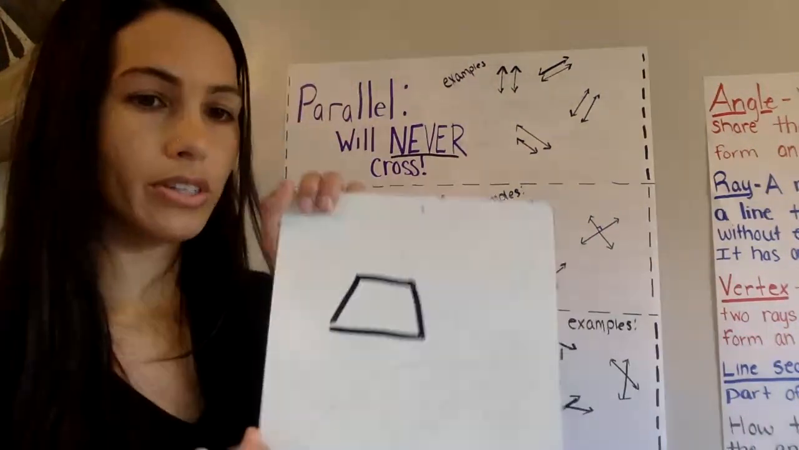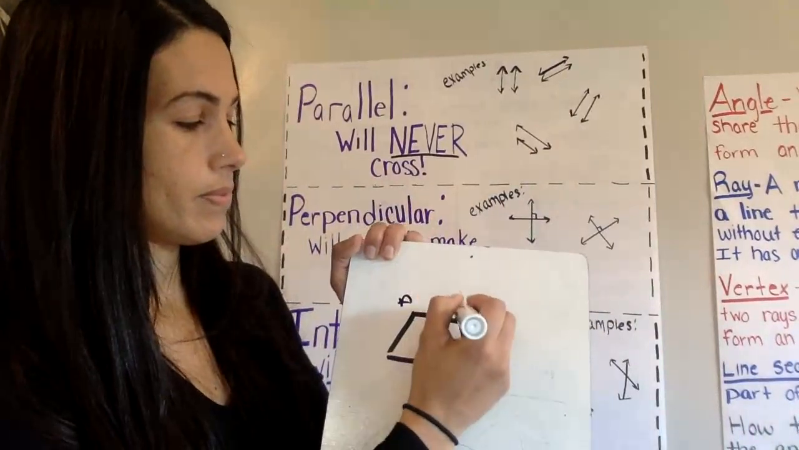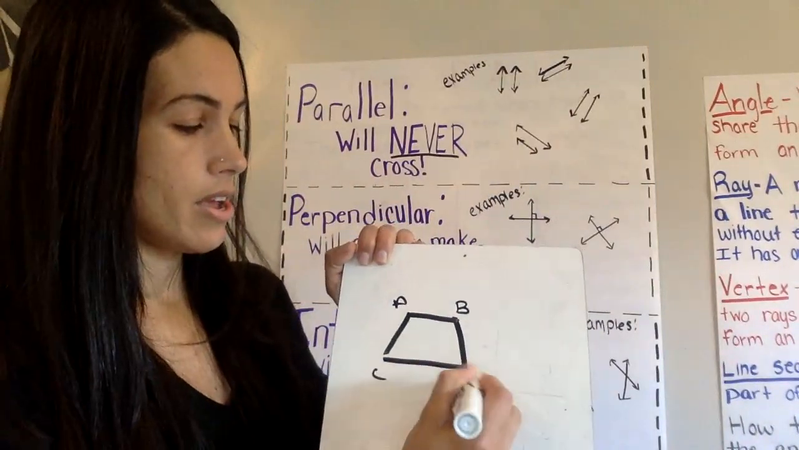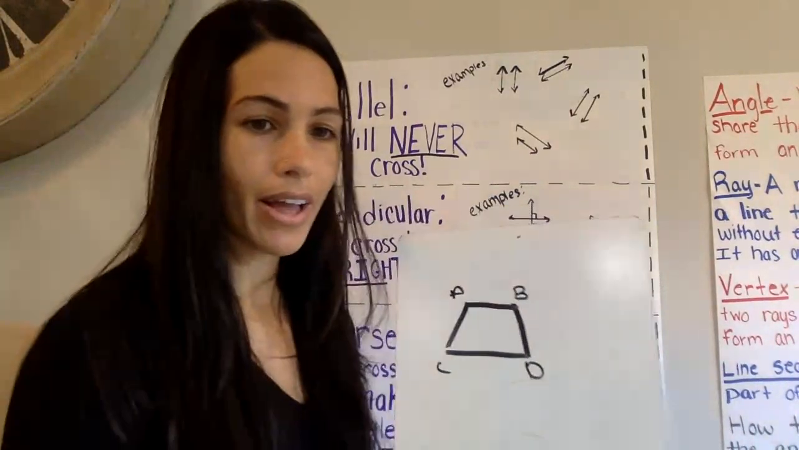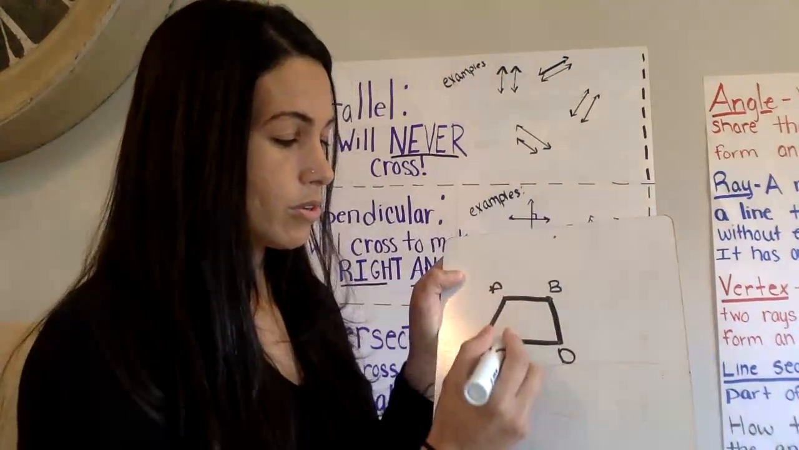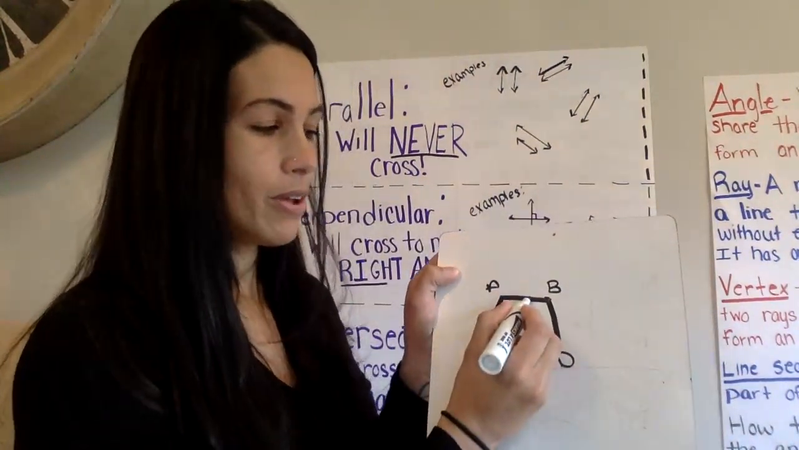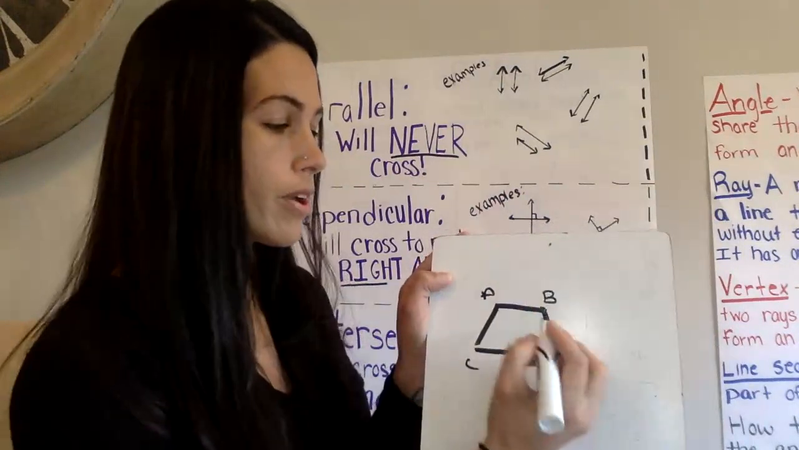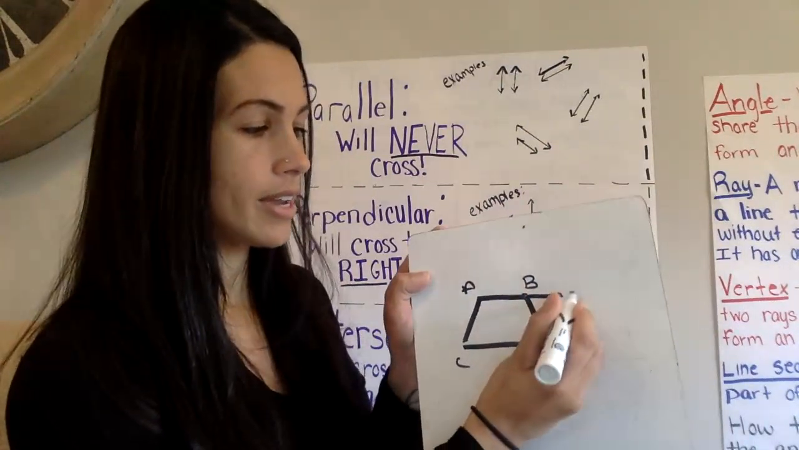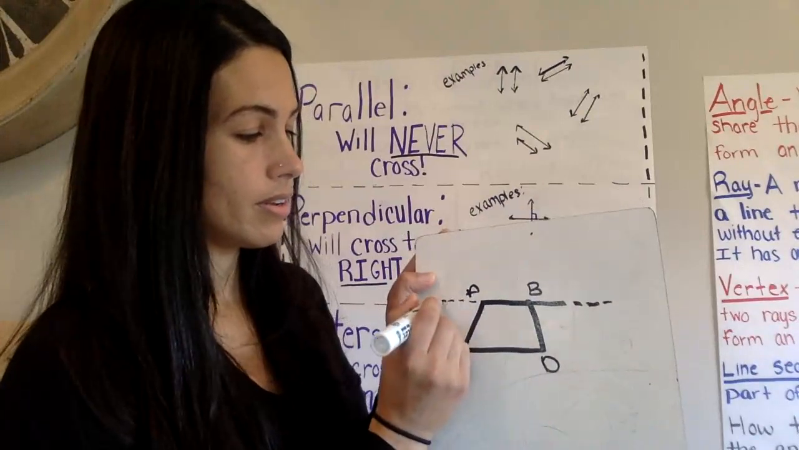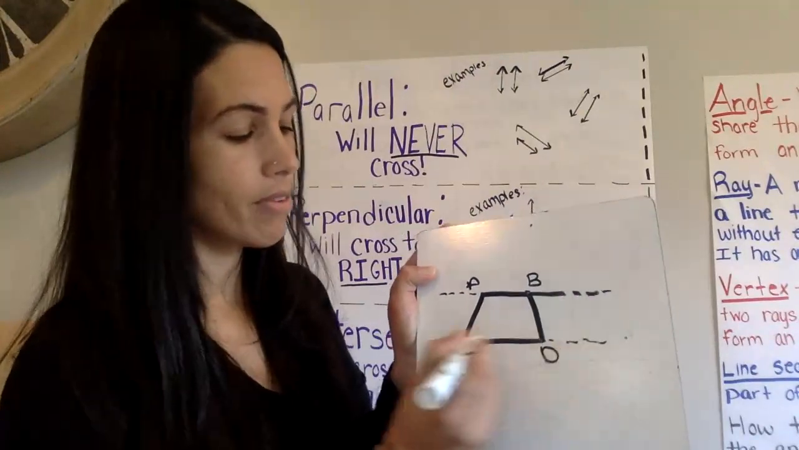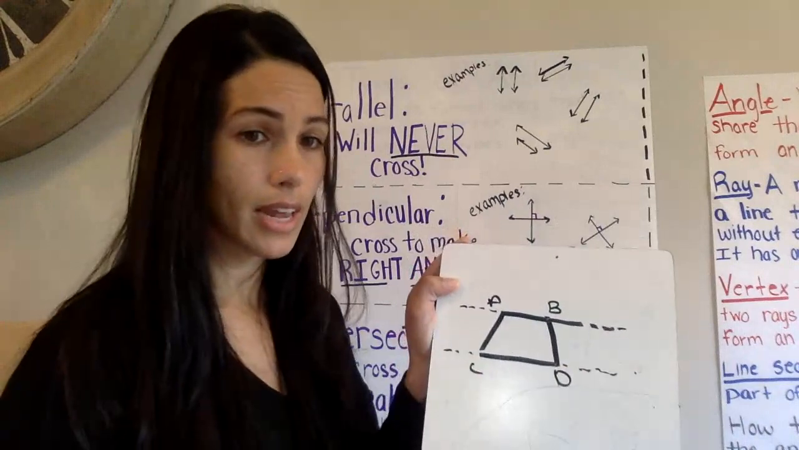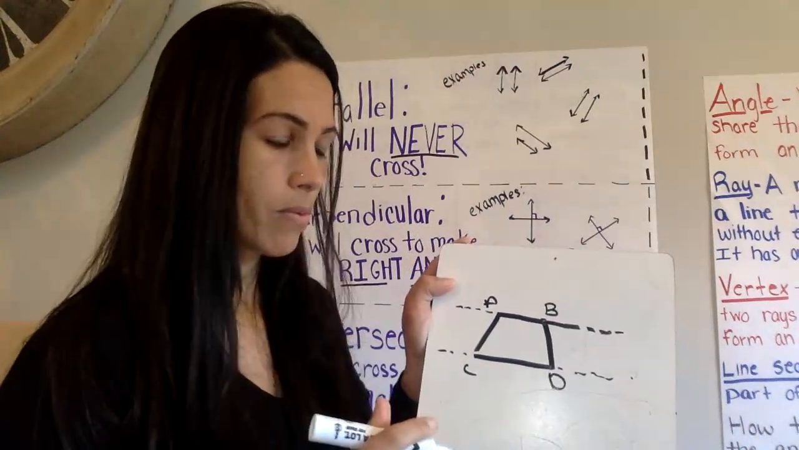Okay. So here's another shape. It might say, how many sets of parallel lines do you see? So let's look at the bottom and the top. Even though this line is shorter than this line, if I was to continue with this line and this line, they never cross each other. So this is a set of parallel lines. So that's one set right there.